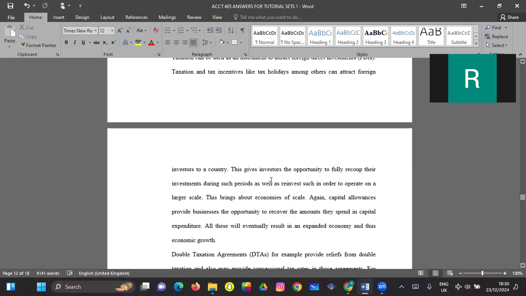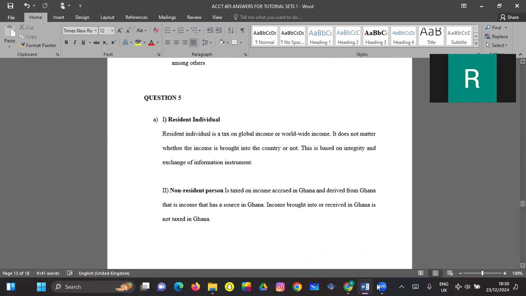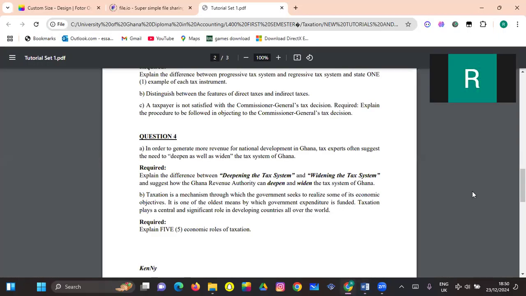So this gives investors opportunity to fully recoup their investment during such periods, as well as reinvest such in order to operate on a large scale. This brings about economies of scale. Again, capital allowances provide businesses the opportunity to recover the amount they spend in capital expenditure. All this will eventually result in an expanded economy in the long run, right? So now let's move on to question 5.